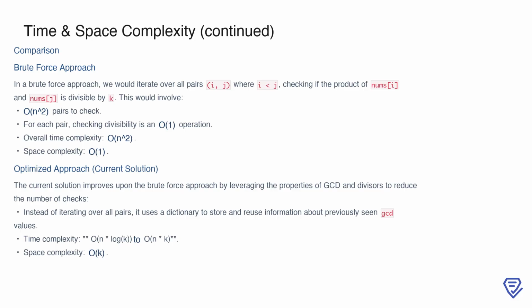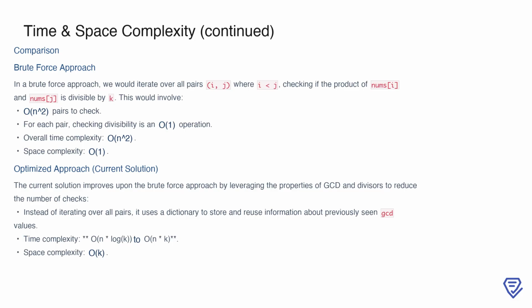In a brute force method, we would check all possible pairs (i, j) where i is less than j to see if the product of nums[i] and nums[j] is divisible by k. This involves O(n squared) pairs, and since the divisibility check is O(1), the total time complexity is O(n squared). The space complexity of the brute force approach is O(1), as it doesn't use additional data structures.